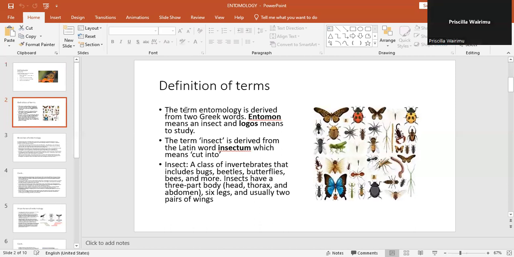Yes. So the next slide is about the definition of terms. And we begin with the first term, that is entomology. Kindly someone read for me what is there.